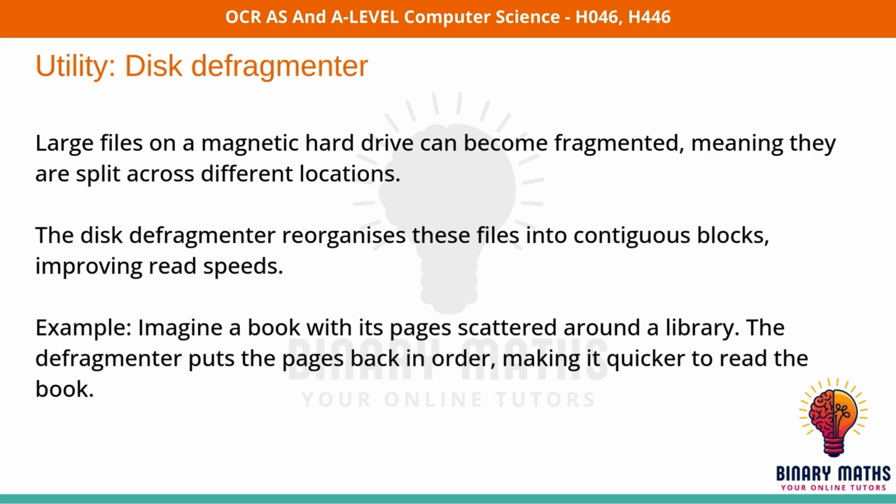Large files on a magnetic hard drive can become fragmented, meaning they are split across different locations. The disk defragmenter reorganizes these files into contiguous blocks, improving read speeds. Imagine a book with its pages scattered around a library. The defragmenter puts the pages back in order, making it quicker to read the book.